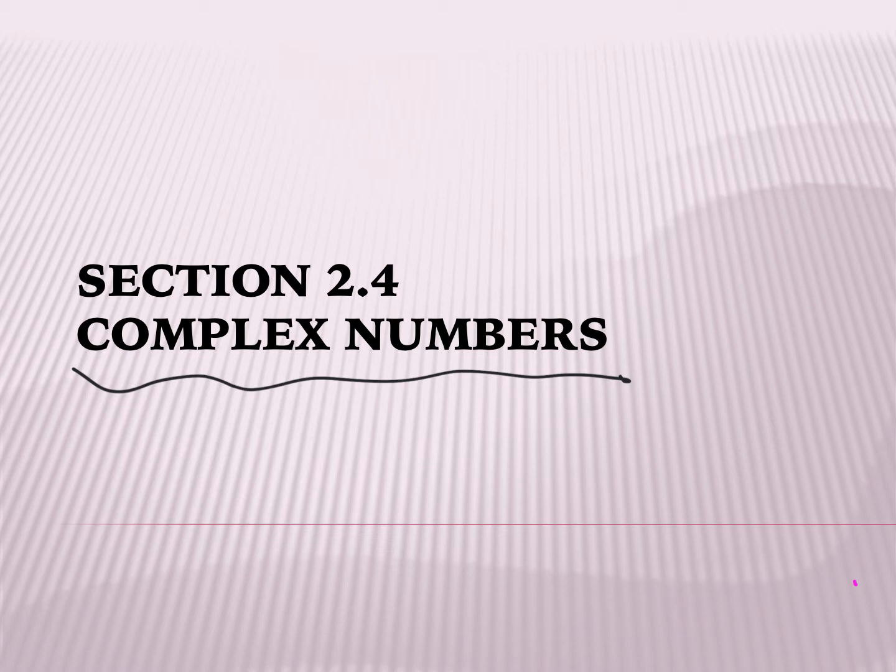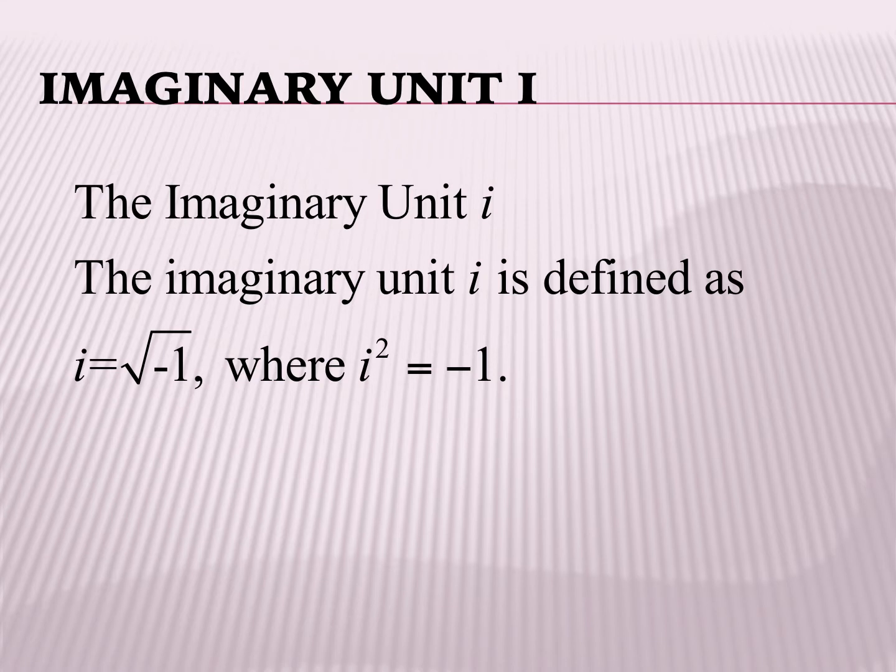All right, so 2.4 is complex numbers. If you remember this from Algebra 2, this is your i's, your imaginary numbers. The imaginary unit i is the same as saying the square root of -1. It is imaginary because it does not exist. You cannot find a number that when I multiply it by itself gives me a negative. It doesn't happen. So we say the square root of -1 is i, which means i squared is -1.